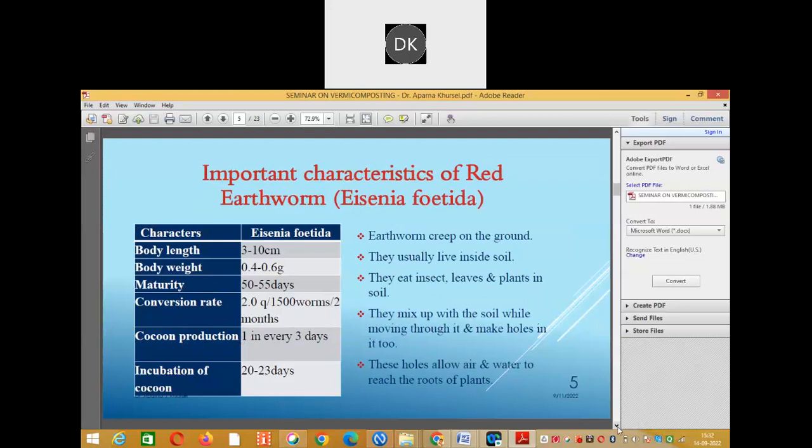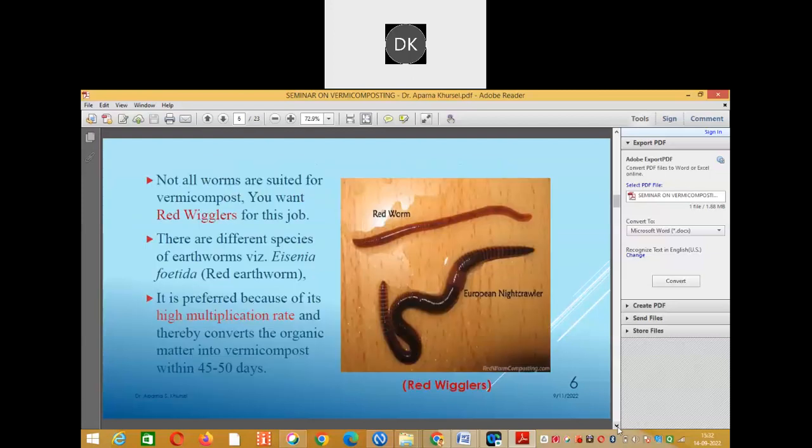Now everybody knows the characteristics of earthworms. Eisenia fetida is the suitable worm we are using in vermicompost. As we all know, earthworms creep on the ground. They usually live inside the soil. They eat insects and plants in the soil, and they easily mix up the soil. While moving through it, they make holes, and these holes are very useful to provide air and water, which easily reach the roots of the plant. That's why the earthworm is very useful in vermicompost.